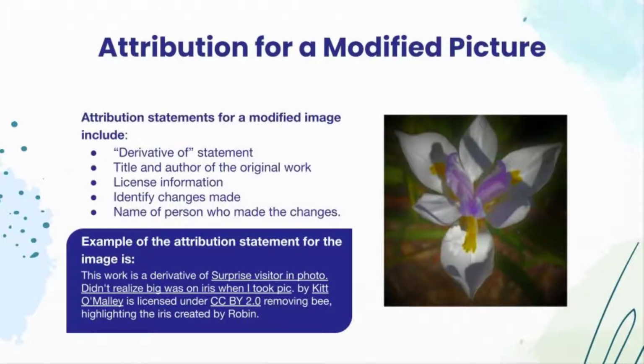As we saw previously, let's review another example of an attribution statement for a modified image. Elements include derivative of statement, title and author of the original work, license information, identify changes made, and the name of the person who made the changes.